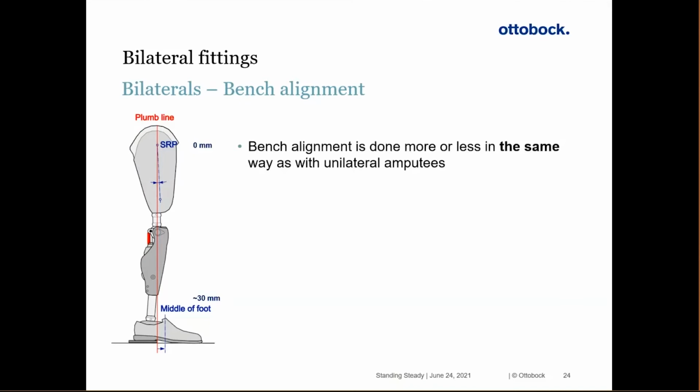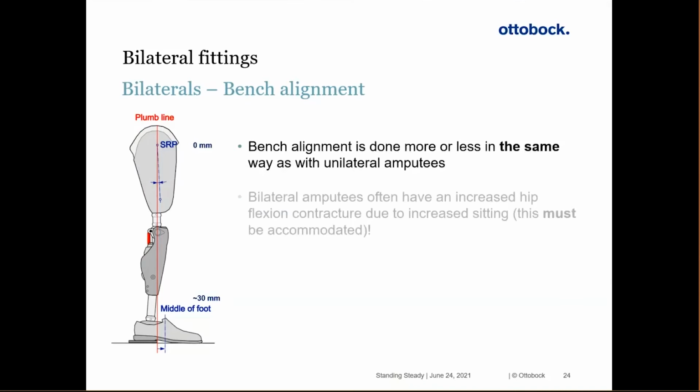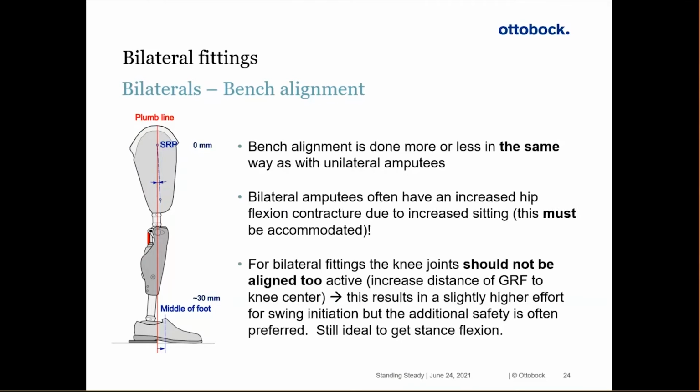Really, alignment's done fairly similarly to the unilateral user. They might want a little bit more stance stability, or have the ground reaction force more anterior to the knee potentially, but hip flexion contractures really have to be accommodated for step length, for being able to activate the prosthesis. All of these things for stability are absolutely essential. So we'll look at some of the different alignment tools that we have within some of the microprocessor knees as well.